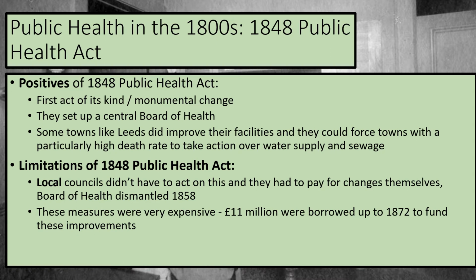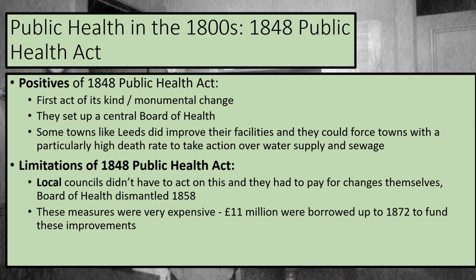Now, the really key weakness to know about for the First Public Health Act is the fact it wasn't compulsory. Local councils didn't have to take on board this advice. They didn't have to act on it. And if they wanted to improve public health, they had to pay for it themselves out of their local money. So it wasn't like they were given this big grant by the central government. They actually had to take on board this initiative and fund it themselves.